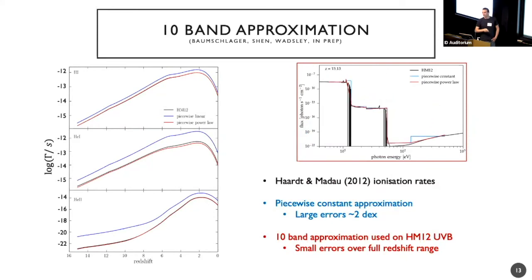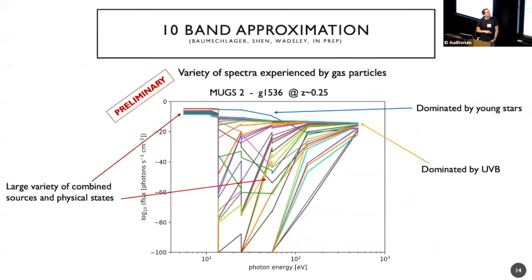You choose 1 value for the cross section, and you see you get large errors, especially down here, up to 2 orders of magnitude. Whereas our new approximation follows the ionization rate very nicely, and there are small errors all through. What is also cool, we can reconstruct the spectra of that gas particle. So I know I'm always getting criticized for plotting extreme ranges. We have 100 orders of magnitude here.